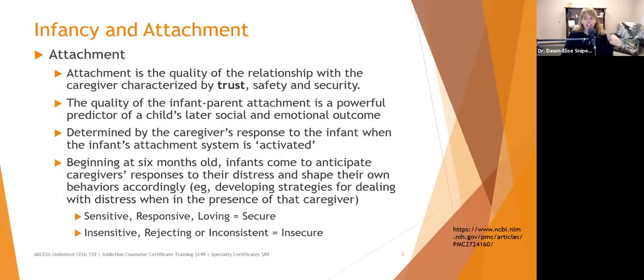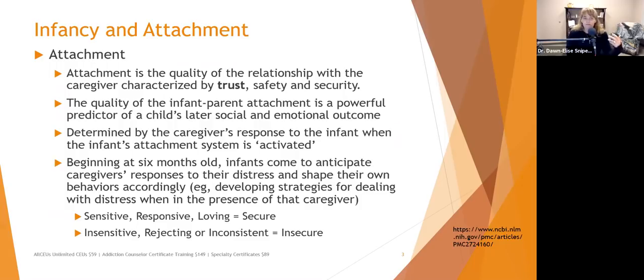Attachment is the quality of the relationship with the caregiver characterized by trust, safety, and security. Okay, this is our first relationship. This is our relationship when we are helpless little critters. We can't even figure out how to get our hand to our mouth at this point. That comes a little bit later. If you've been around newborn infants, that whole coordination with the limbs doesn't happen necessarily right away.